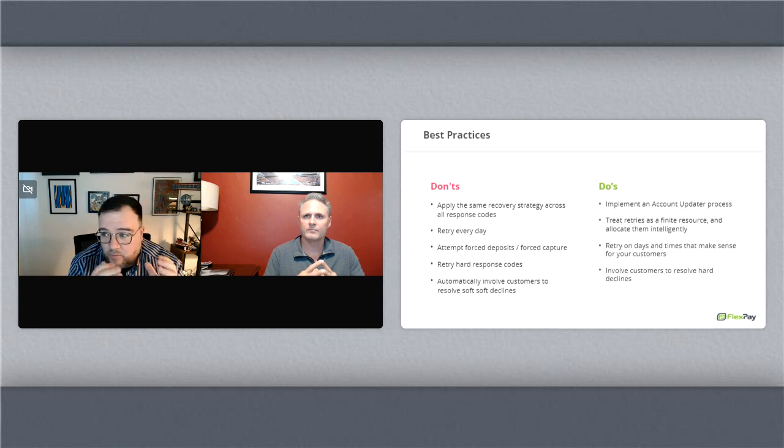And as we talked about earlier, each gateway will give you a different type of code. So you're going to need to really understand a little bit more about how that works, and we can talk about that with you individually if you would like to. But there are strategies that you would want to apply per response code. You don't want to just say try everybody every day, which actually leads into my next point: you do not want to retry everybody every day.